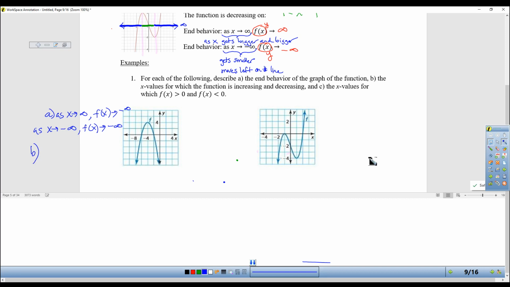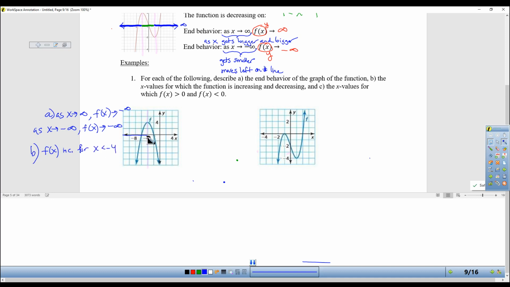Then it says, what are the x values for which the function is increasing and decreasing? So again, I'm going to take my highlighter, and I can see that it's increasing till there, so I'm going to mark that spot. And then it's decreasing. But I need to think of it in terms of the x values. So from negative infinity until, what is that, negative 4, it's increasing. So f of x, the y value, is increasing for x is less than negative 4.